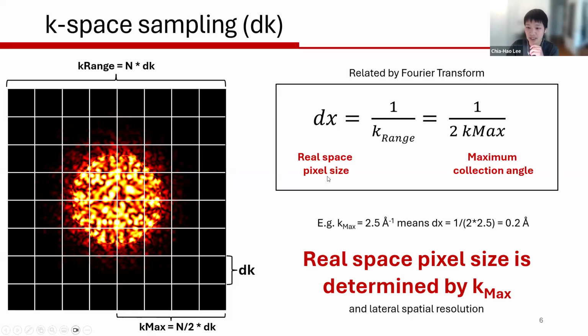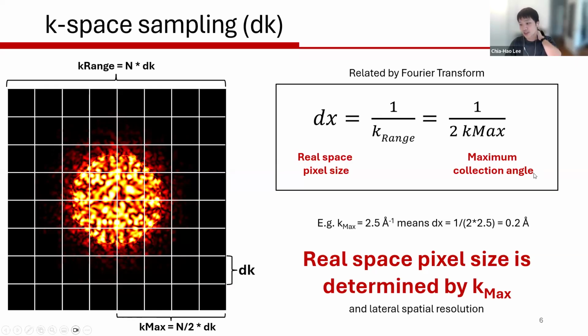So your real space pixel size, which defines your object and your probe in real space, is equivalent to 1 over the k range, in units of 1 over Angstrom. And this k range means the entire bandwidth of your diffraction pattern, which means that if you think about the center as zero frequency, the edge of the diffraction pattern is essentially the Nyquist frequency of your diffraction pattern. Here, usually we call it the maximum collection angle.